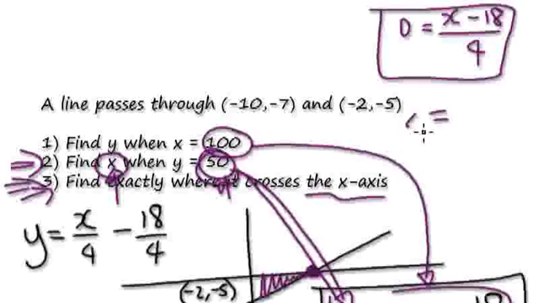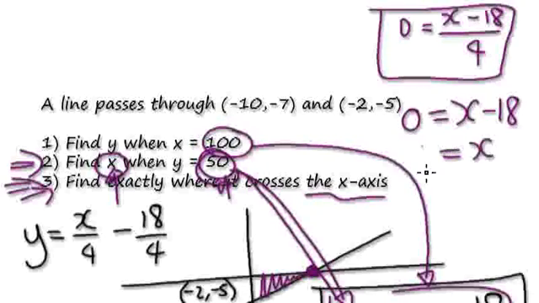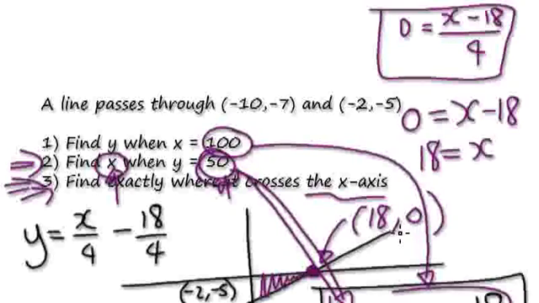So times both sides by 4. So 0 times 4 will be 0, and then you've got x minus 18. So add 18 to both sides. So x equals 18. So at this point here, the coordinates will be 18, 0.